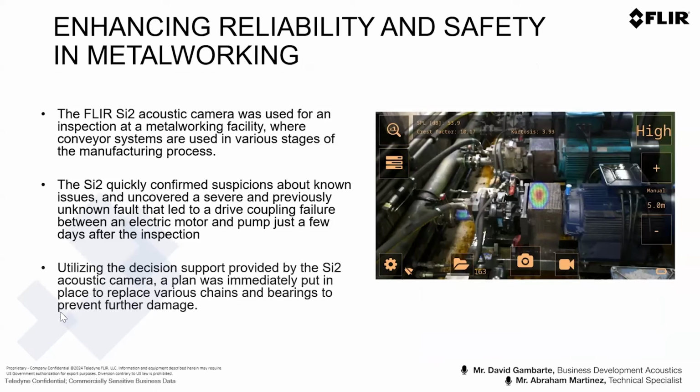Coming to the make mode, as we said, talking about conveyor belts and different kinds of transportation systems. This is an example in metalworking where the Si2 FLIR camera was used for an inspection at a metalworking facility where conveyor systems are used in various stages of the manufacturing process. The Si2 quickly confirmed suspicions about some known issues that they expected to have but were not 100% sure about, and uncovered several previously unknown faults that led to a drive coupling failure between an electrical motor and a pump just a few days after the inspection. This is the one in the pictures you find.